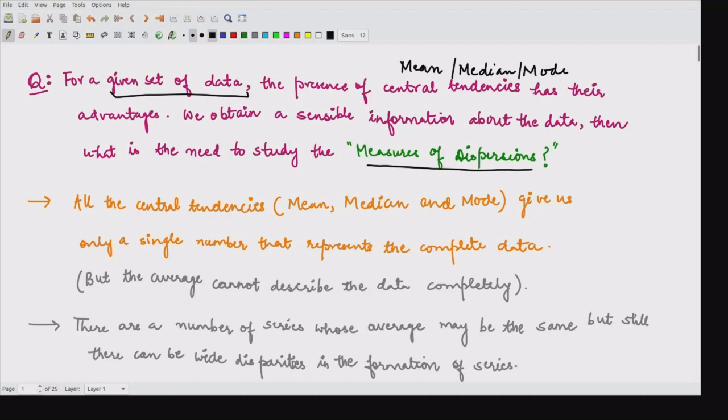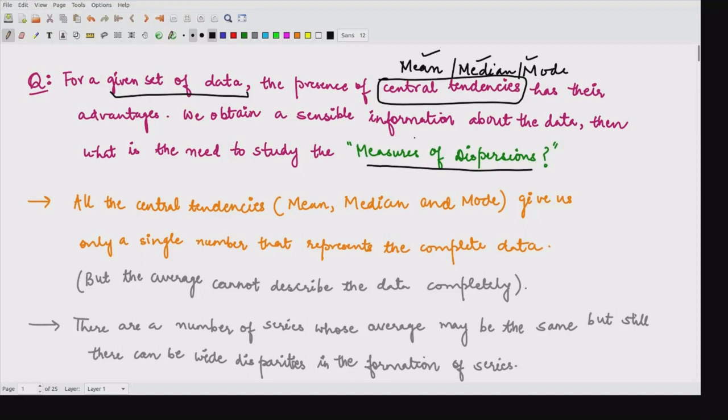In central tendency we have represented all of the data through one quantity, mean, median or mode. So the presence of central tendencies has its advantages. We obtain sensible information about the data. Then what is the need to study these measures of dispersion?